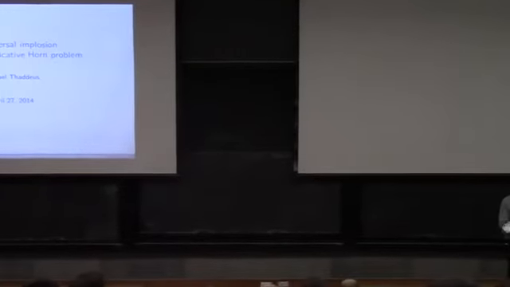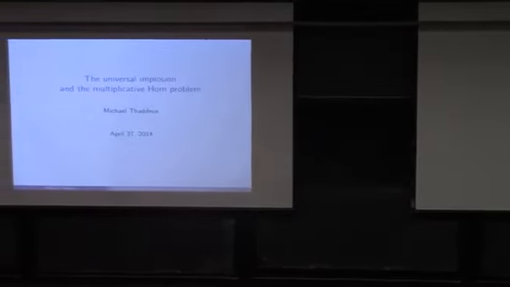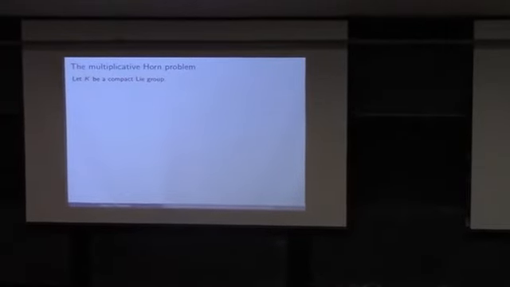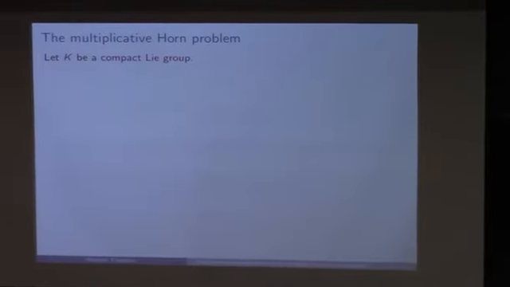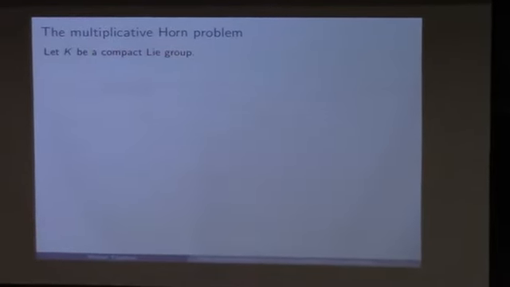And specifically about the Horn problem, the multiplicative version of the Horn problem, which is about eigenvalues of products of unitary matrices. But the clicker isn't working, so I have to go over here. All right. So let K be a compact Lie group, and I've tried to highlight the important actors in the drama in red. So far so good. Let delta denote the set of all conjugacy classes in this group.